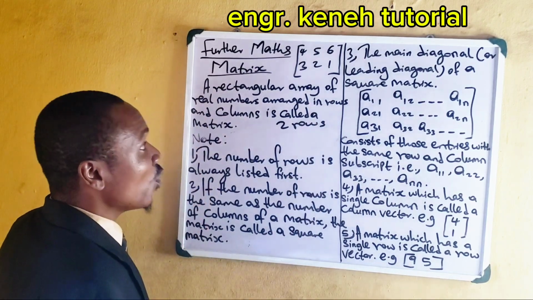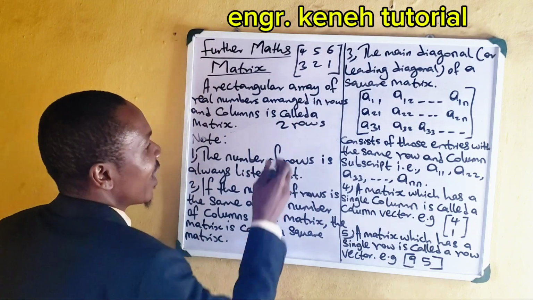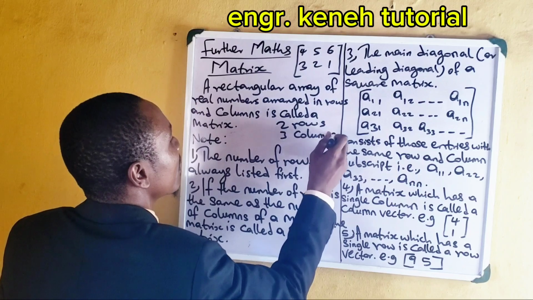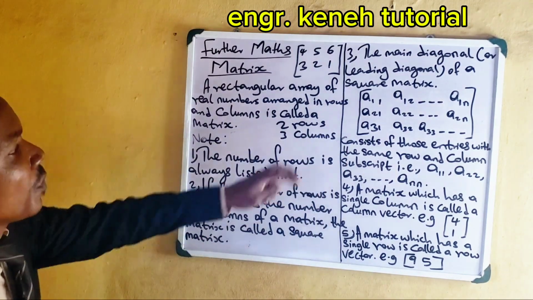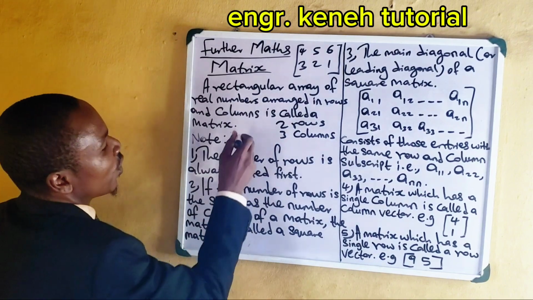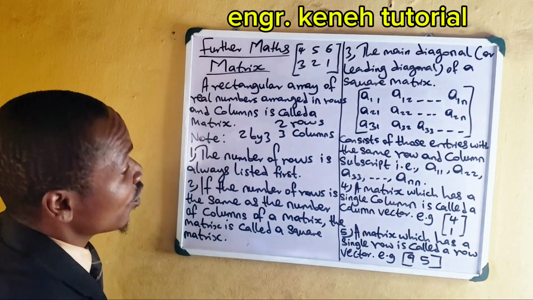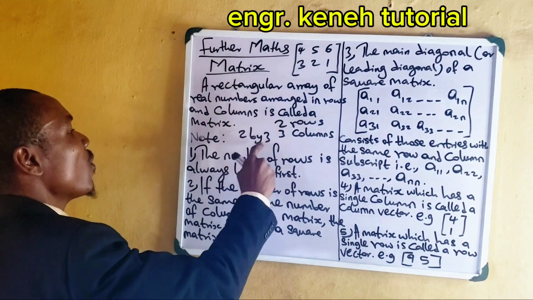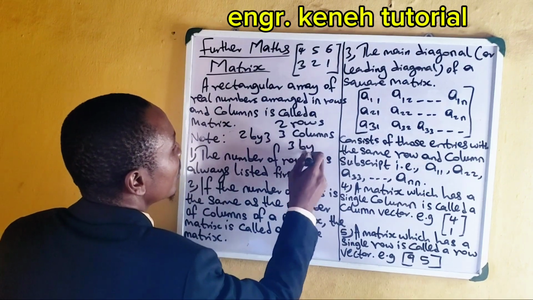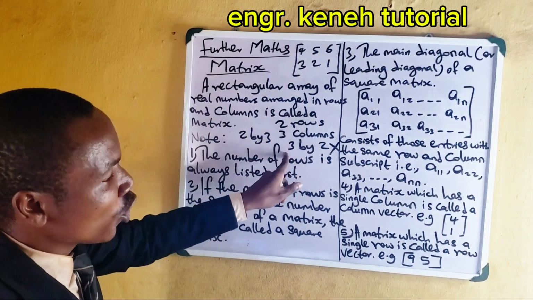Then the vertical ones will give us the columns. We have 1, 2, and 3. That means we have 3 columns. So if you want to address this matrix, you say you have a 2 by 3 matrix. You have to write the number of rows first before the number of columns. You are not going to write it as 3 by 2. This is wrong. The number of columns should not come first.